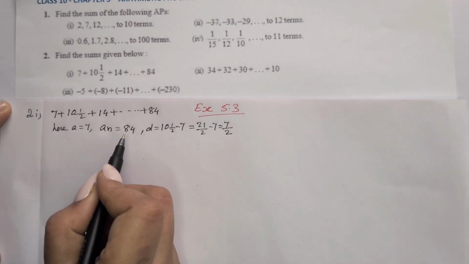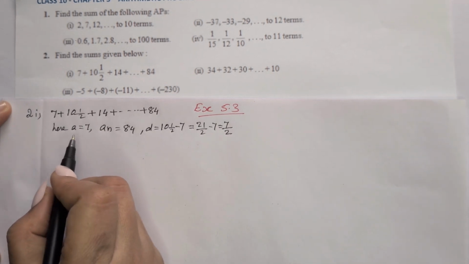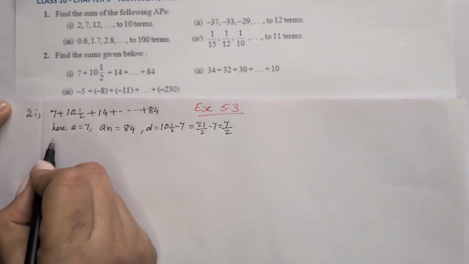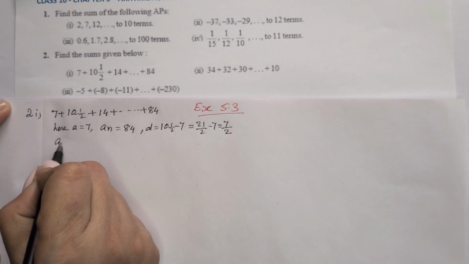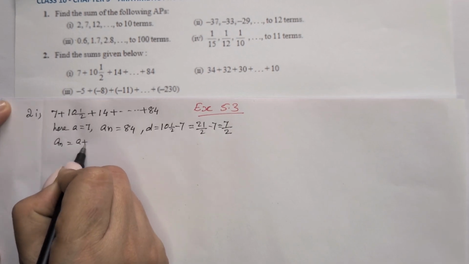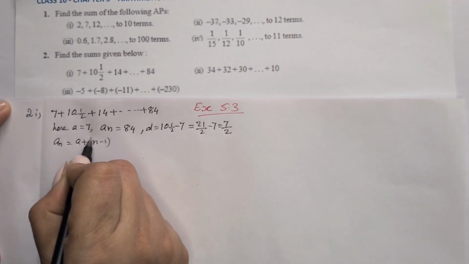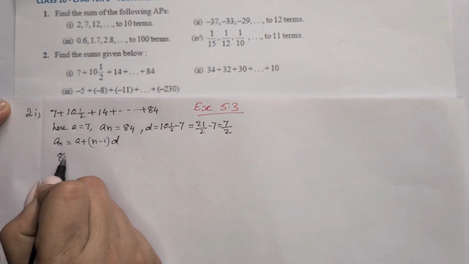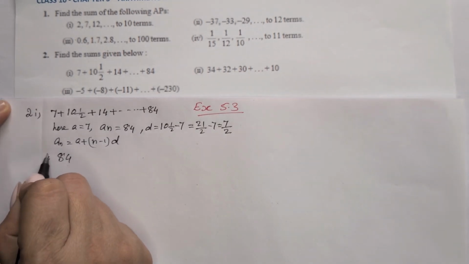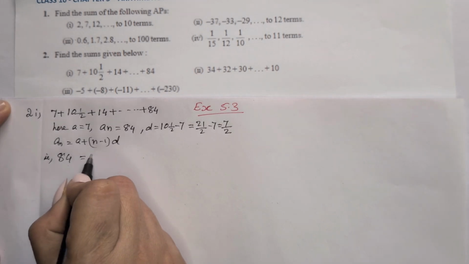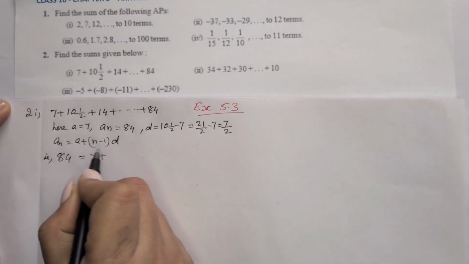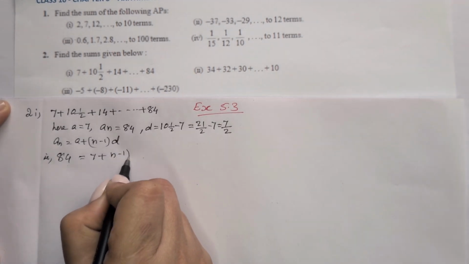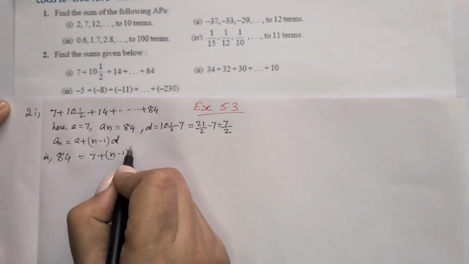Now n is not given, so first we have to calculate the number of terms n. For that, an is equal to a plus n minus 1 into d. Here an is 84. 84 is equal to a which is 7, n we have to find, d is 7 by 2.